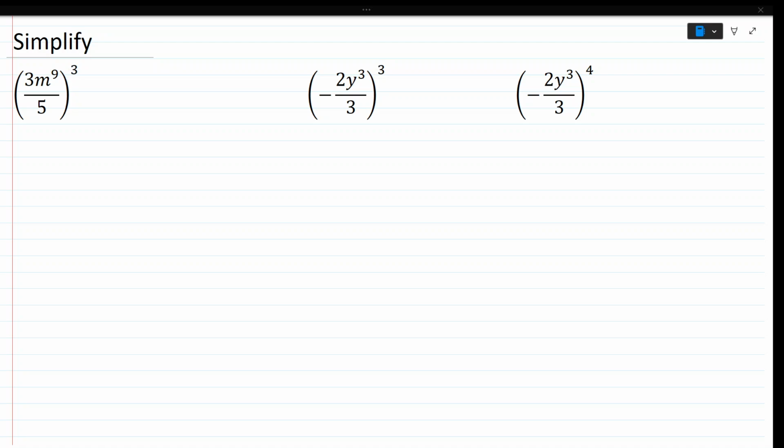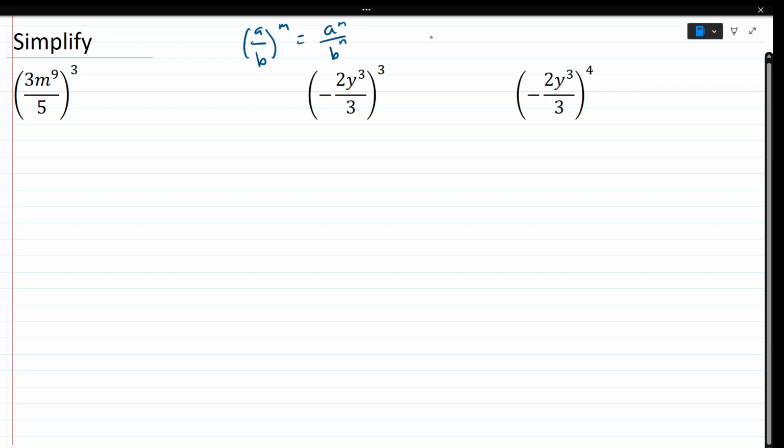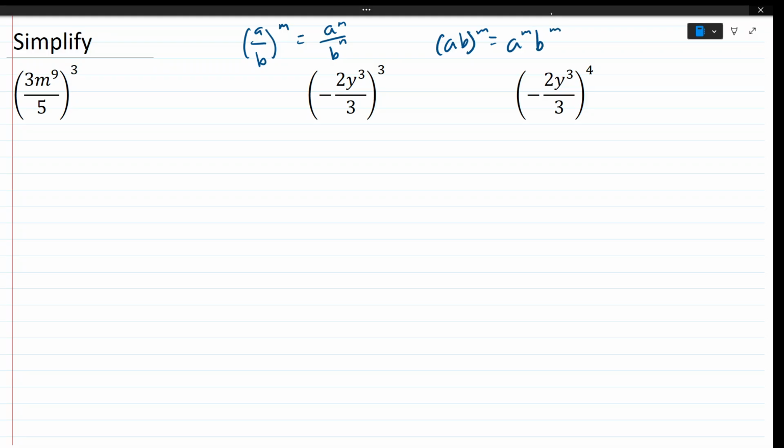In this example, we're going to be applying one of the power rules of exponents, which states that if you had, let's say, a over b, a fraction raised to a power, that's the same thing as the numerator raised to that exponent over the denominator raised to the exponent. We're also going to use another one of the power rules: if you have the product of two things, let's say a times b raised to an exponent, then that's equal to the first factor raised to the exponent times the second factor raised to the exponent.